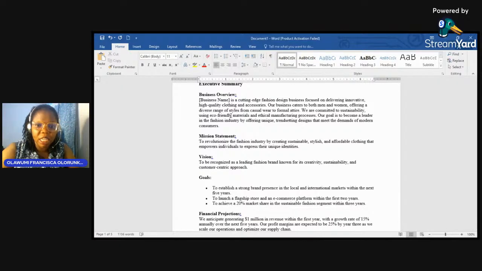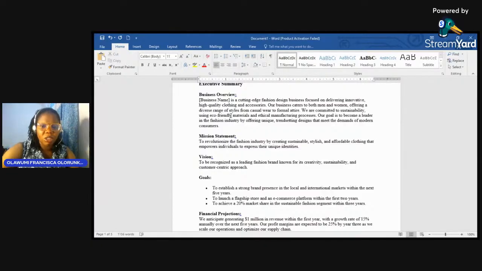XYZ fashion design company is a cutting edge fashion design business focused on delivering innovative, high quality clothing and accessories. Our business caters to both men and women, offering a diverse range of styles from casual wear to formal attire. We are committed to sustainability using eco friendly materials and ethical manufacturing processes.